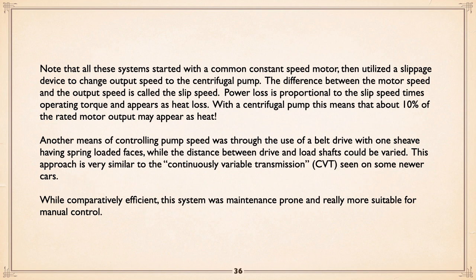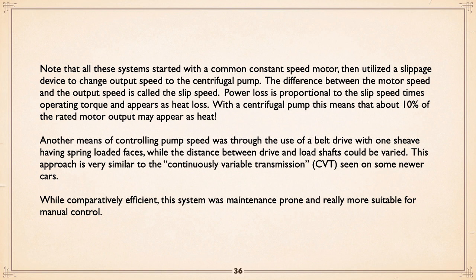Another means of controlling pump speed was through the use of belt drive, with one sheave having spring-loaded faces and the other where the sheave size could be adjusted. The equivalent to that is, I'm looking for the word that is used in some constant speed transmission, where basically, again, they use a linked steel belt. Same idea, you're changing the two pulleys. At one time, as I say, there was a device that did it using a rubber pulley, and that was great, but it really was intended to be manually changed and then left there for a while.